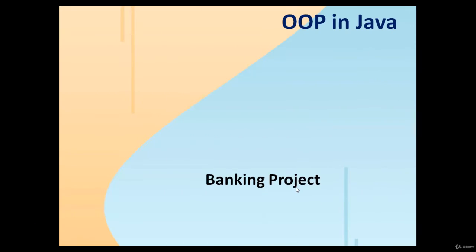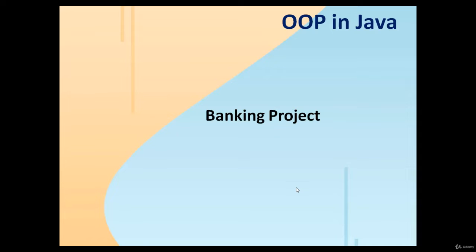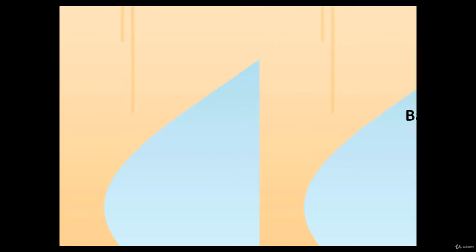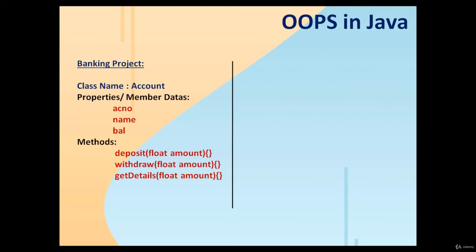In this lesson we are going to understand a banking application based on the concepts we studied in the previous lesson, like class, object, constructors, method overloading, all that. Based on that, we are developing a simple application. There we have a class called Account. What are the details that normally come in an account class?